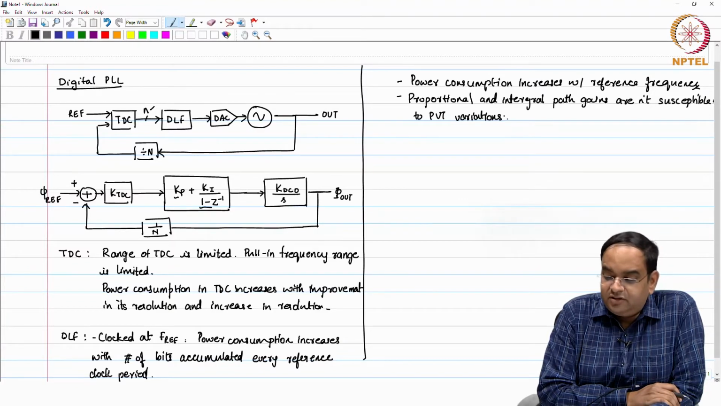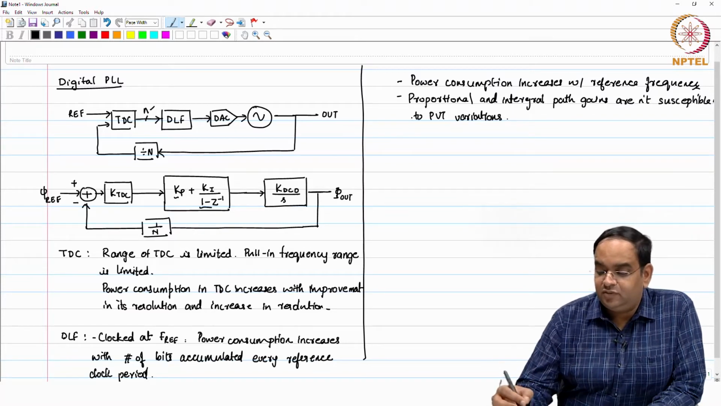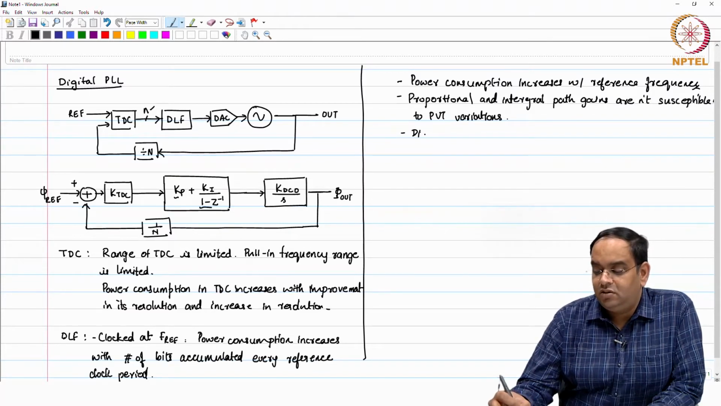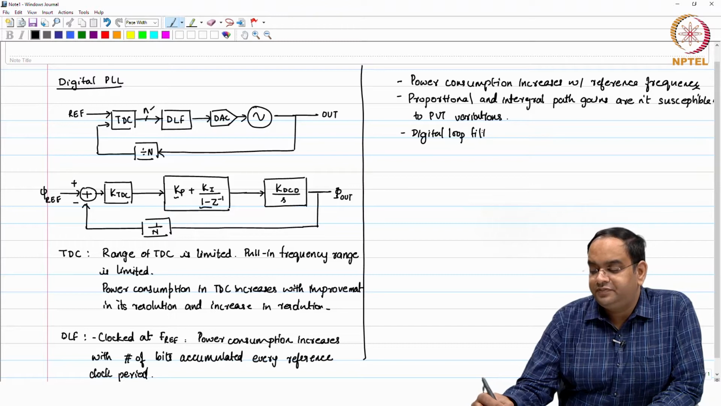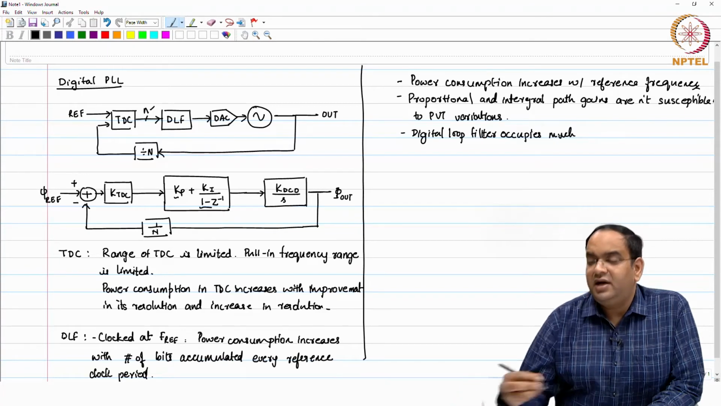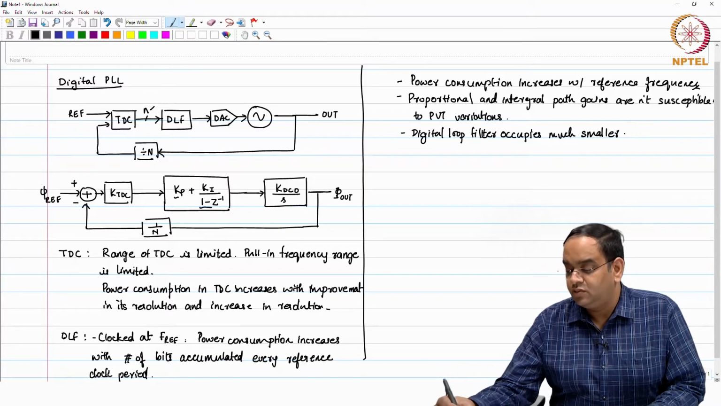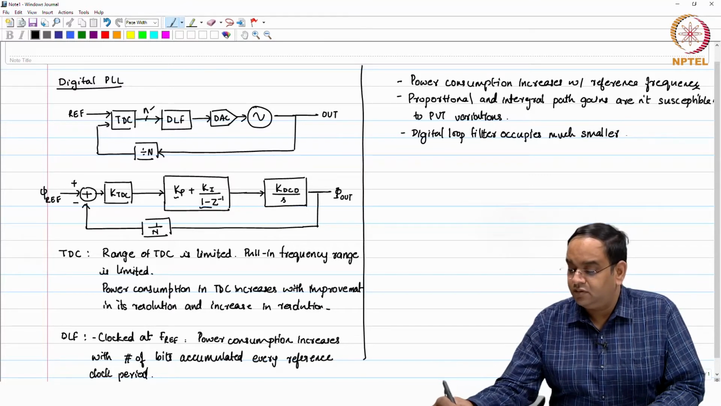Okay. So, this is the good part. Surely the digital loop filter occupies a much smaller area as compared to the RC filter. So, these are all the good things which you know about digital PLL.